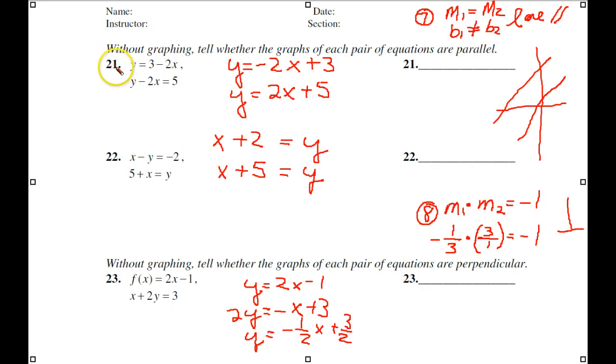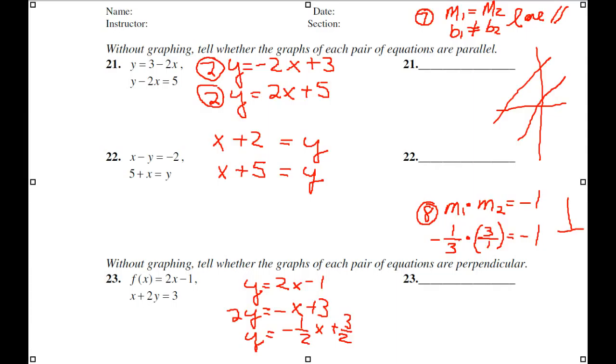So in numbers 21 and 22, they're asking, without graphing, tell whether the graphs of each pair of equations are parallel. Well, how do you do that? What would be the strategy for doing that? And the answer is you solve for y. Put them in formula number 2 form, which is slope-intercept.